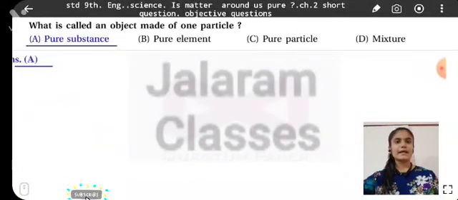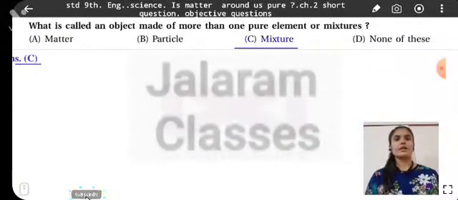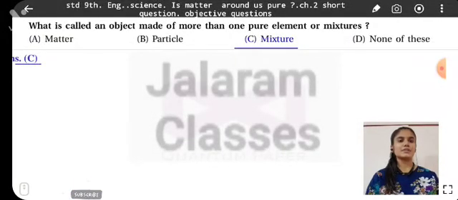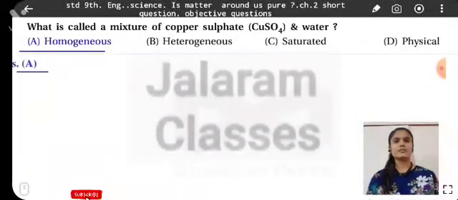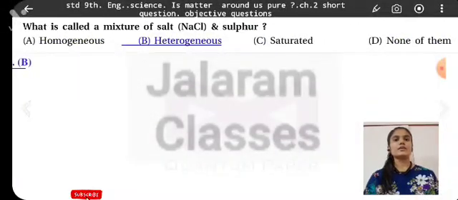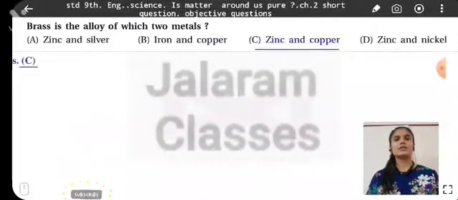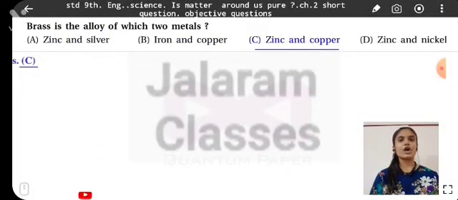What is called an object made of one particle? Pure substance. What is called an object made of more than one pure element or mixtures? Mixture. What is called a mixture of copper sulfate and water? Homogeneous mixture. What is called a mixture of salt and sulfur? Heterogeneous mixture. Brass is the alloy of which two metals? Zinc and copper.